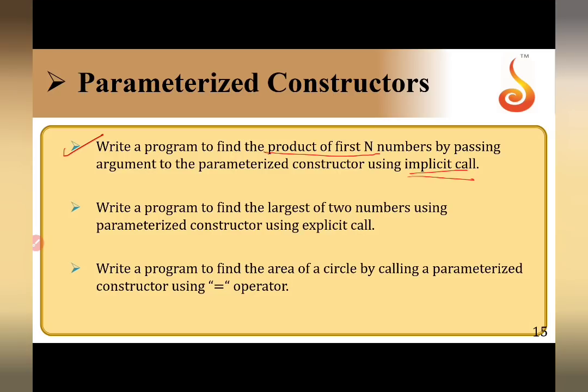Now we will write the program. So what was the program? The program was to find the product of first n natural numbers by passing arguments to a parameterized constructor using implicit call. So we'll start writing it. How do I start that? I will be starting with hash include statements.